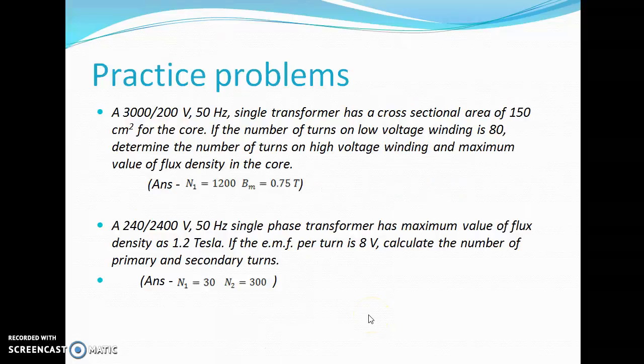Now friends, let's have practice with this one. These are the practice problems you have to solve. Answers are given. Tally the answers after solving.